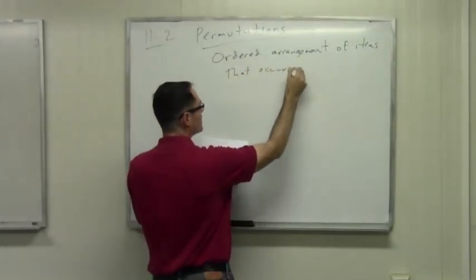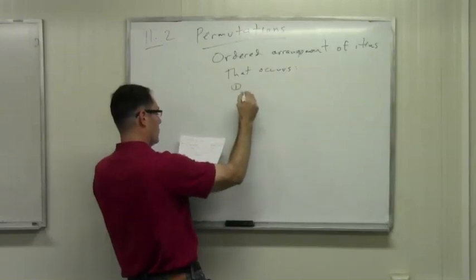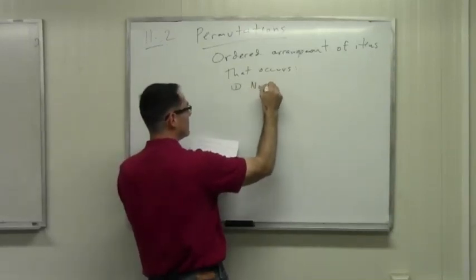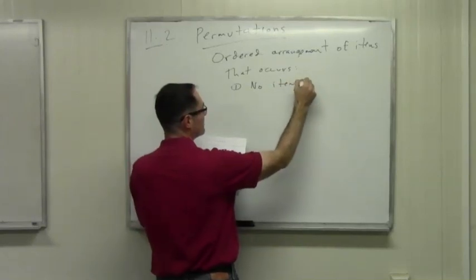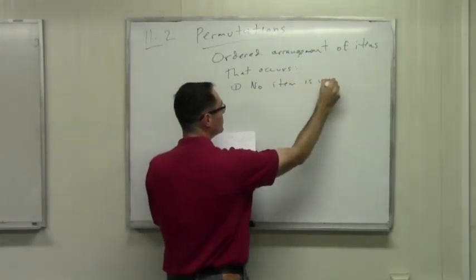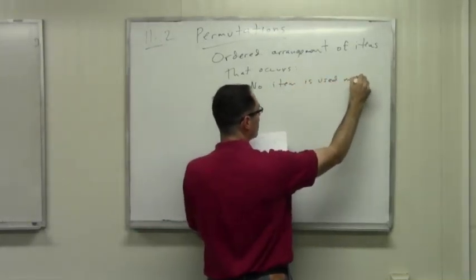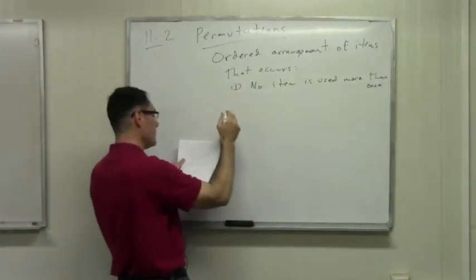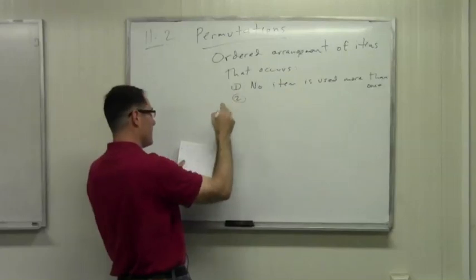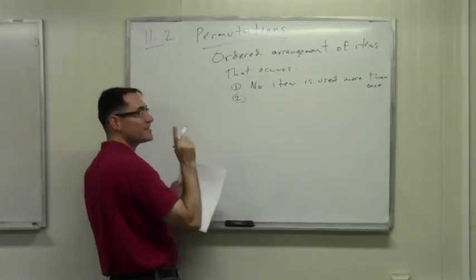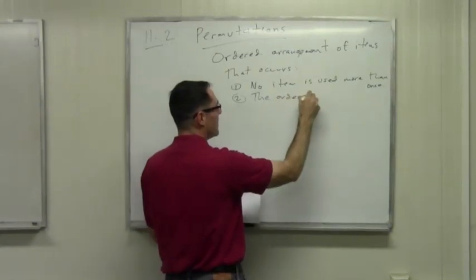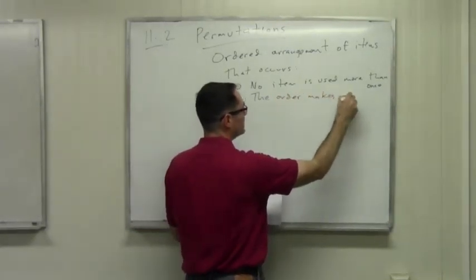A permutation occurs in the following cases. One, when no item is used more than once. I'll explain what this means in a minute. And the order makes a difference. The order makes a difference.